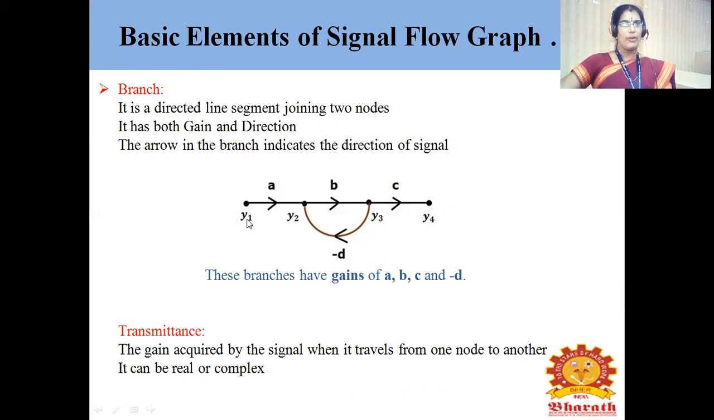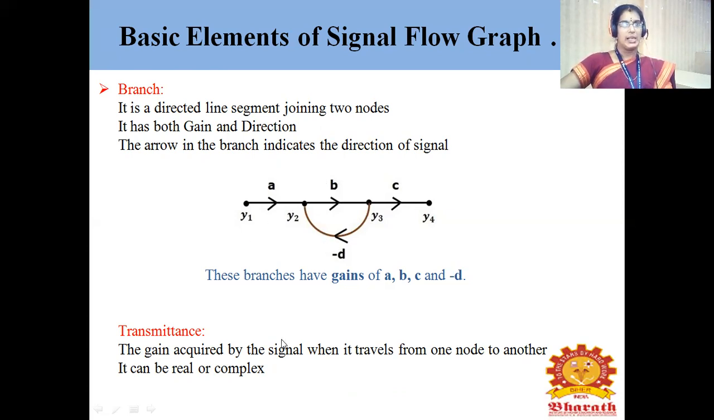The signal from Y1 to Y2 has an arrow, so the direction of the signal is from Y1 to Y2. Similarly from Y2 to Y3, and from Y3 to Y4. This is one direction, and from Y3 there is a feedback path returning back to Y2. So these are called the feed forward direction and these are called the feedback direction. These are all the things that can be obtained using the term branch.